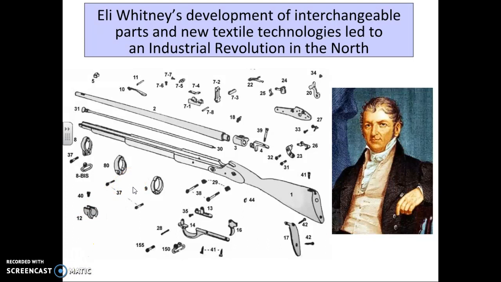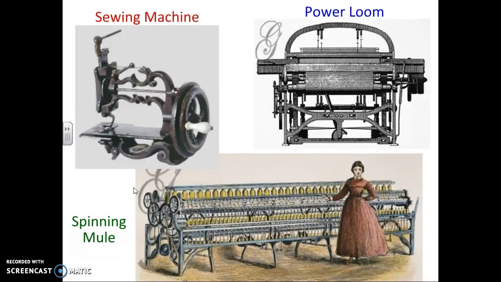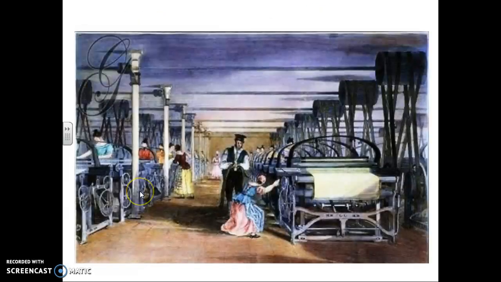So Eli Whitney's interchangeable parts will lead to an industrial revolution in the North, and with this industrial revolution we see huge amounts of migration and urbanization, people moving towards the cities, and a shifting of jobs. People will leave the agricultural sector and move into the industrial sector, and it's changing the way people live. You can see here some examples: the power loom, the sewing machine, the spinning mule. All these are being used in the factory setting in the textile industry to create clothing at a much faster and cheaper rate.